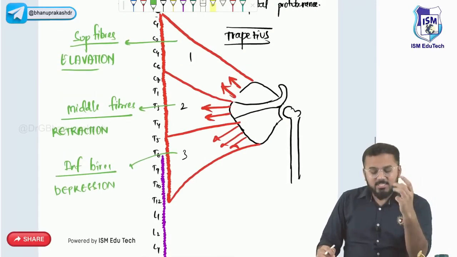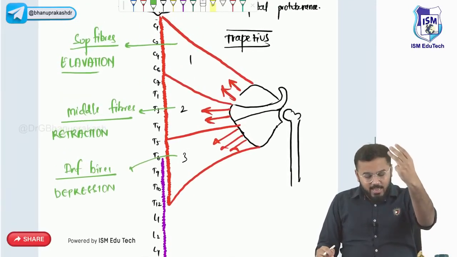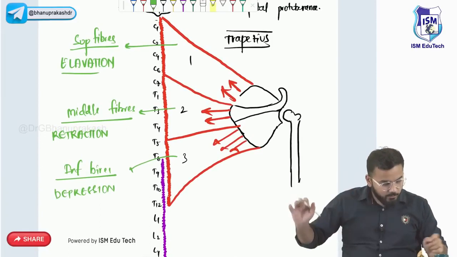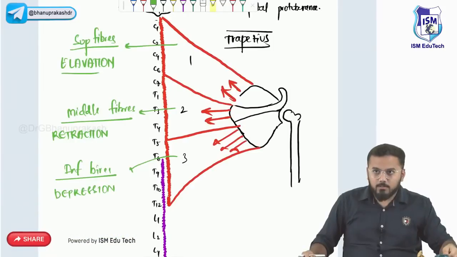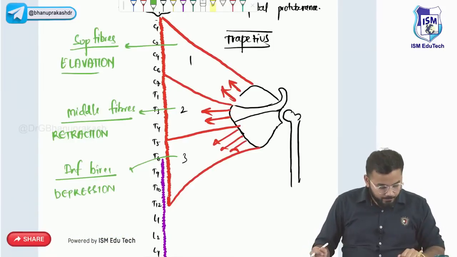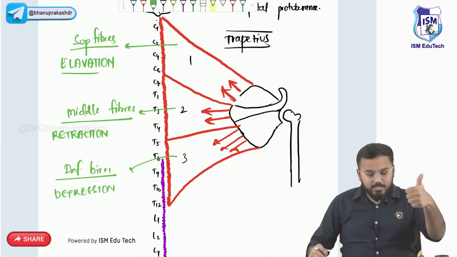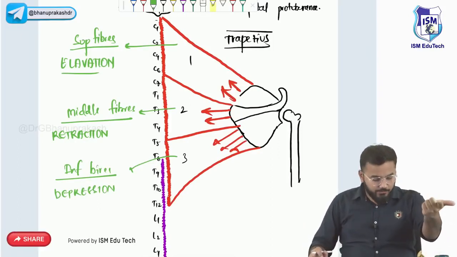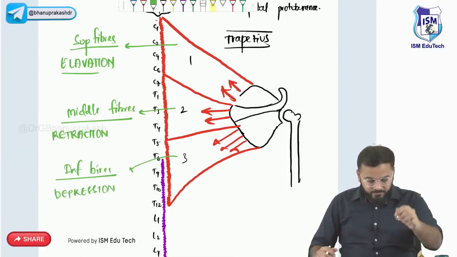So overall, guys, there are 3 functions. What are those 3 functions? Elevation, retraction, as well as depression. Is everyone clear? Before I go to the next muscle, origin and insertion is finished and the function is also finished.